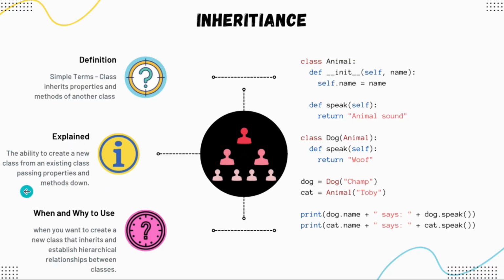If we break that down further, it's the ability to create a new class from an existing class, all by passing down relevant properties and methods. So if we have, for example, a parent class, like in my example here, animal. Everything in the world is an animal. You're an animal. I'm an animal. My dog is an animal.